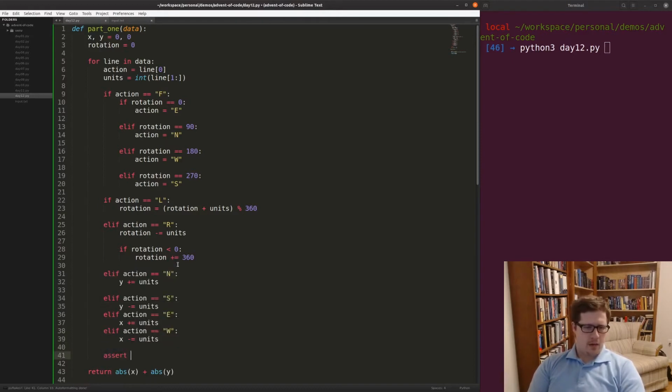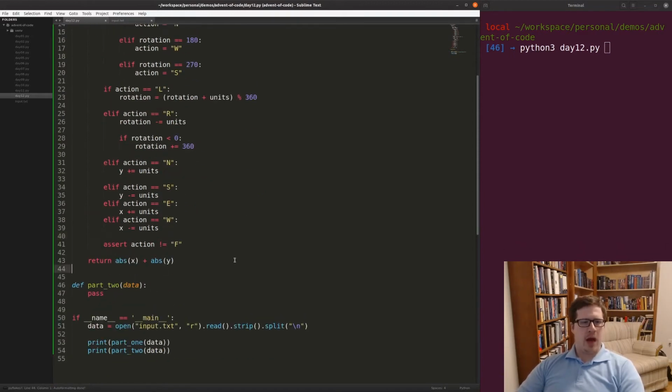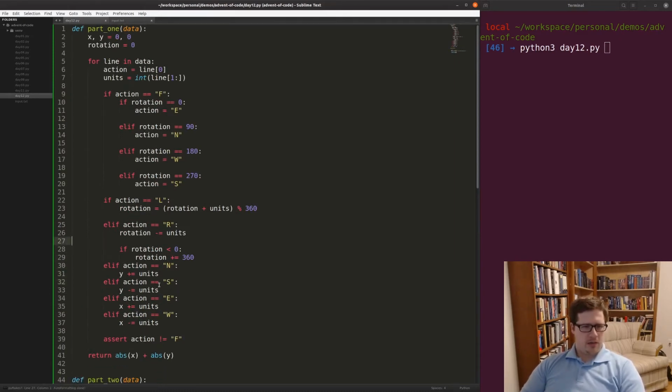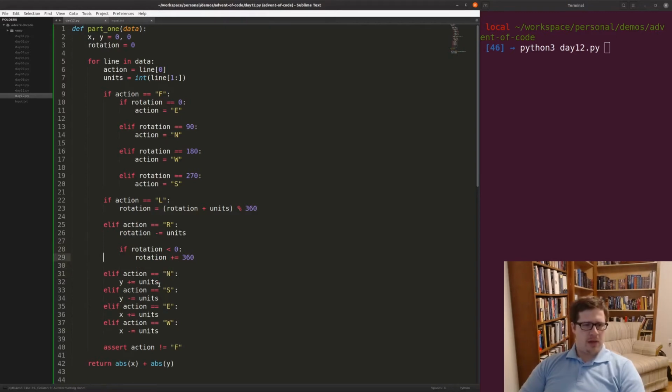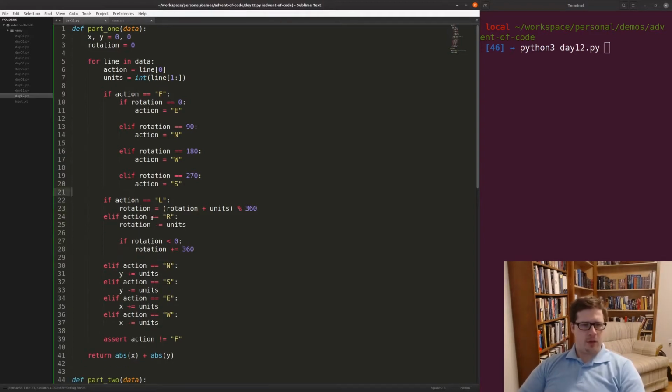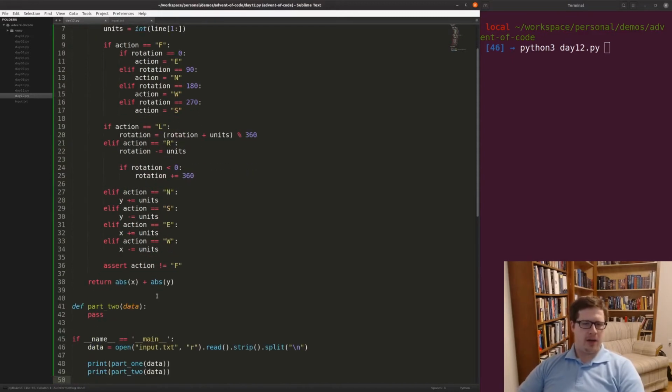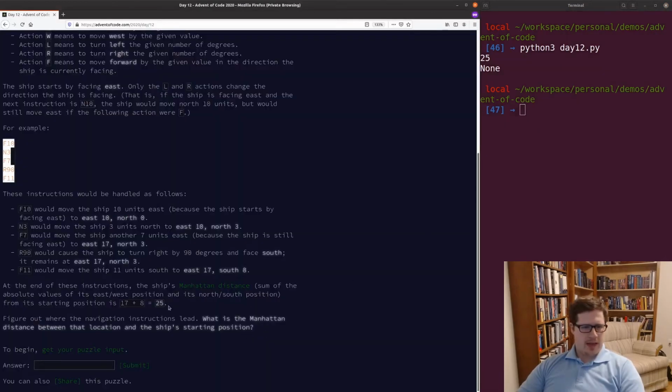And we can basically assume that action is not going to equal forward, because we should have changed it up here, right? So if it changed to something else by the time we get down to the bottom, we know that we've actually done something wrong. So let's just clean up, and we'll leave those broken out there, just sort of groupings. We can put those back together. Okay, perfect. So if we run this here, we get 25, and the correct answer is 25.